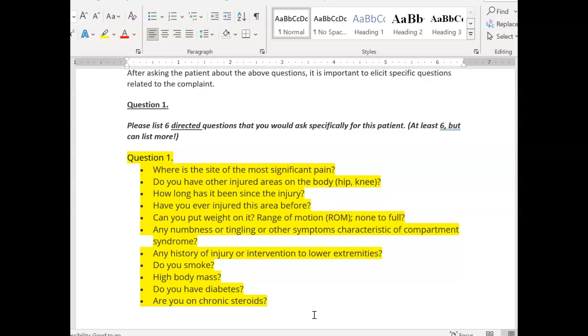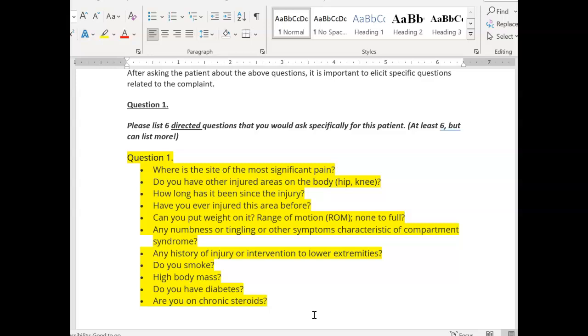Have you ever injured this area before? Can you put weight on it? Do you have numbness or tingling? Do you have any history of this before? Do you smoke? What is your weight? Do you have diabetes? Do you take chronic steroids, right? So these are just some ideas of questions that you would start maybe in your mind that you're thinking.